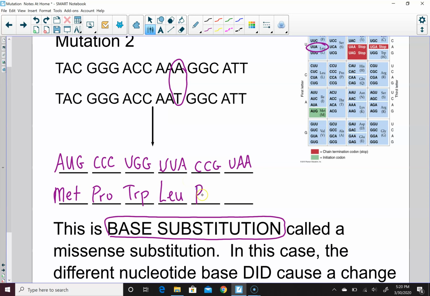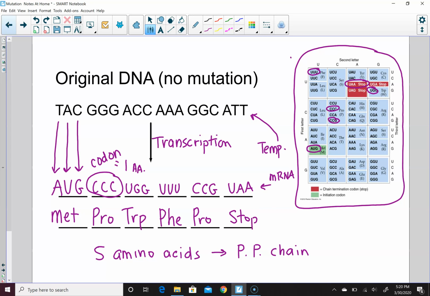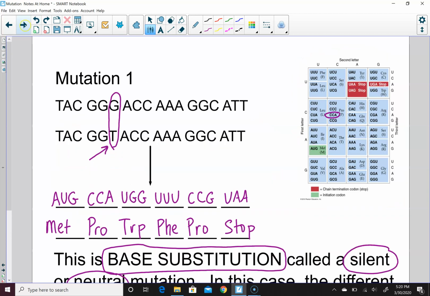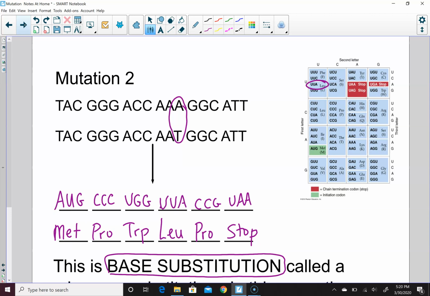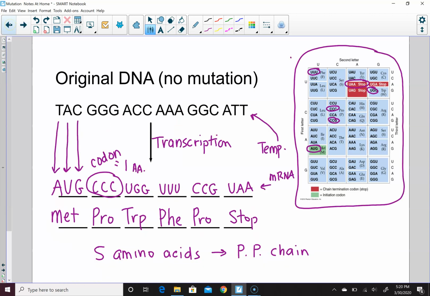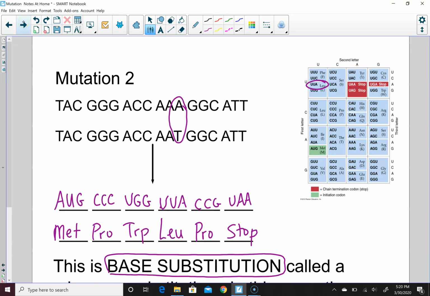Uh-oh, well, we got a problem, because if we finish this up and we go back to our original, I'm supposed to have a proline in that spot. Well, guess what? I don't have a proline in that spot. Oh, I'm sorry, wrong spot. I'm supposed to have a phenylalanine in that spot. I apologize. I'm supposed to have a PHE there. But I don't have a PHE there. I now have a LEU there. Uh-oh, that's a problem. I changed one base only, that's it.